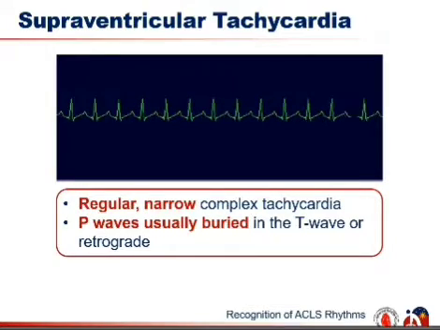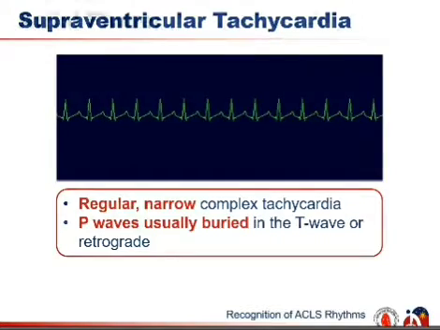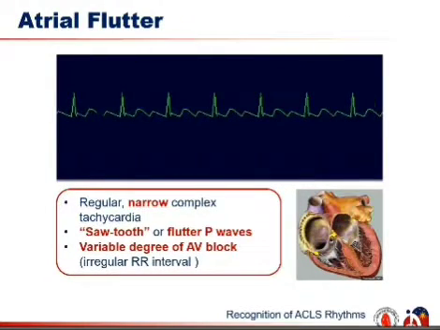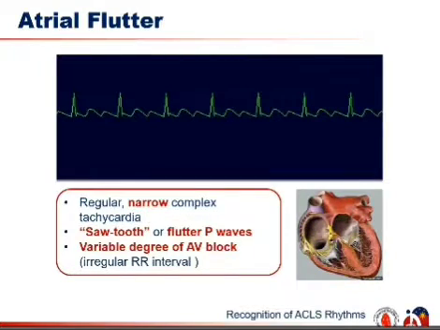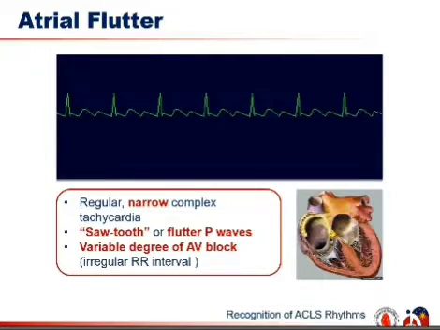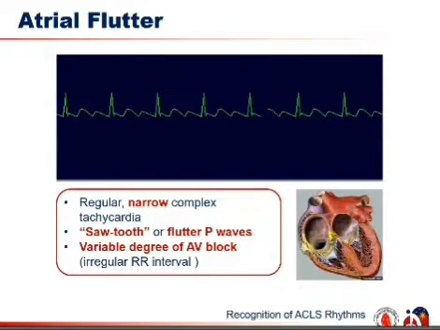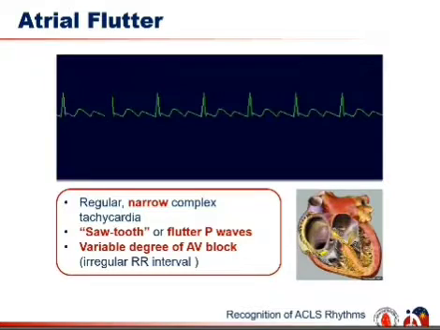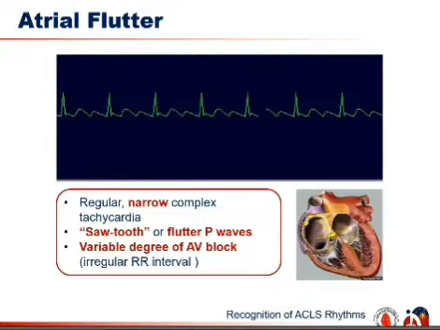The mechanism of this arrhythmia was shown in the earlier slides. Atrial flutter is a regular, narrow, complex tachycardia with characteristic sawtooth or flutter P waves. This rhythm may present with variable degrees of AV block, hence may present either as regular or irregular rhythm. The image on the right shows how electrical impulses travel in a circular pathway in typical counterclockwise atrial flutter.